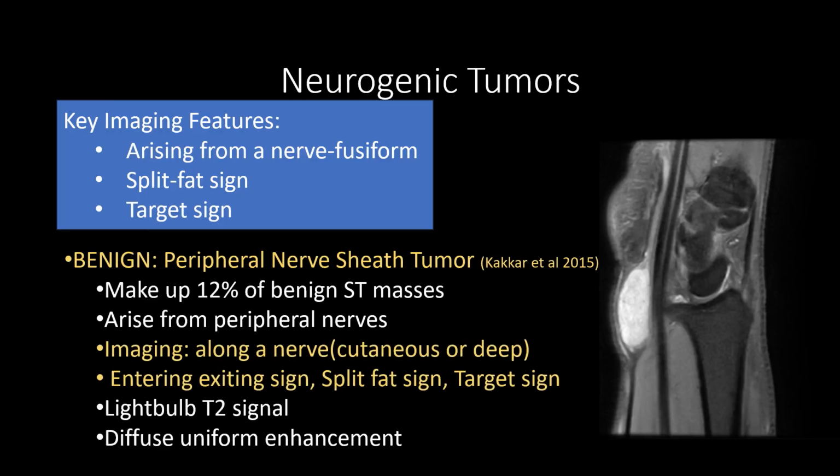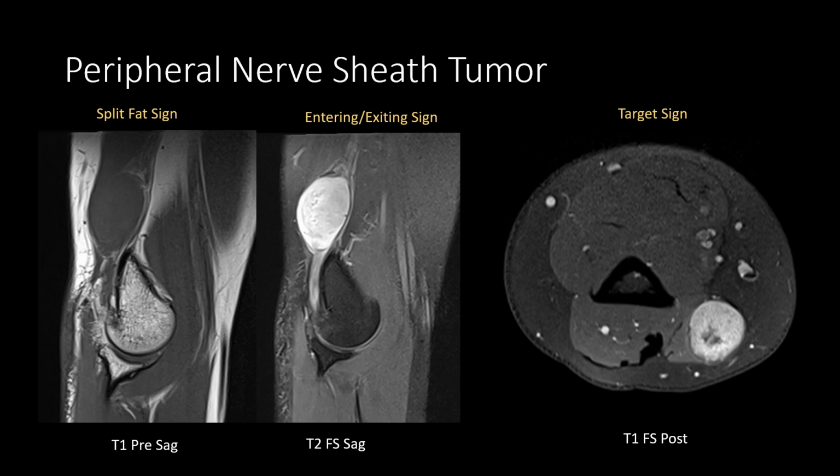So peripheral nerve sheath tumors make up about 12% of benign soft tissue masses, so they're very common. And what we're looking for is a mass along a nerve. Is there a nerve running into the lesion? That's what's going to tip us off that this is a neurogenic tumor. You also have several signs that we'll talk about here in a minute, tend to be very bright on T2 and tend to have fairly uniform enhancement.